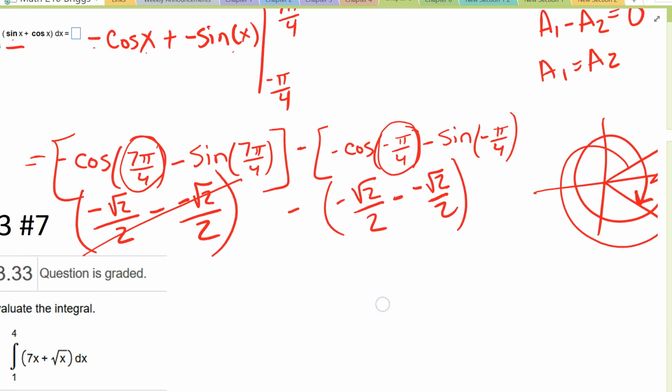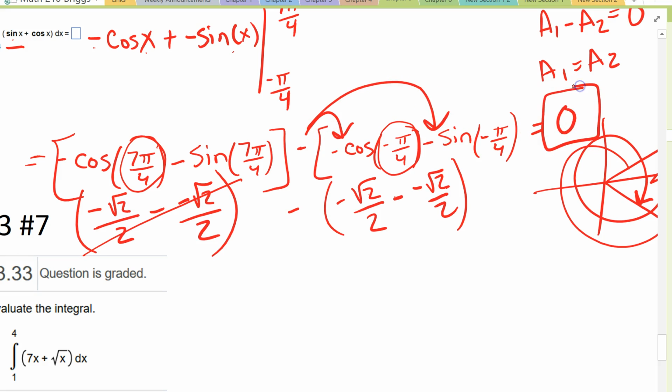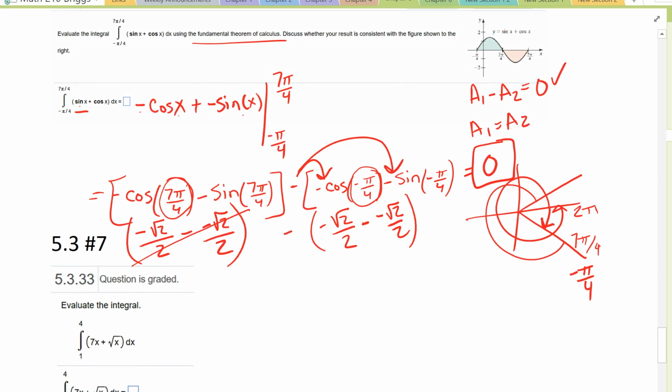You don't even necessarily need to evaluate it. You have minus cosine of 7 pi over 4 plus cosine of minus pi over 4, which is going to be the same thing, minus sine plus sine. So exactly what we would expect here. The area is 0. So using the fundamental theorem of calculus, it gets a little crazy, but this is one full period. So the area above the x-axis is going to be the same as the area below the x-axis.